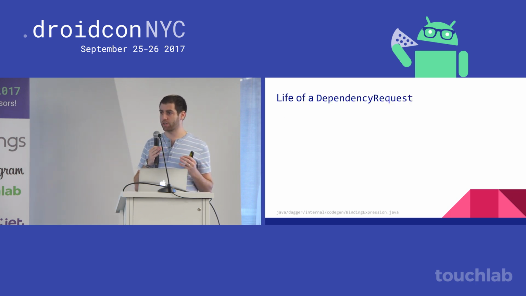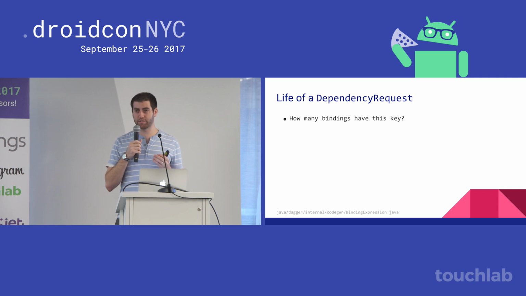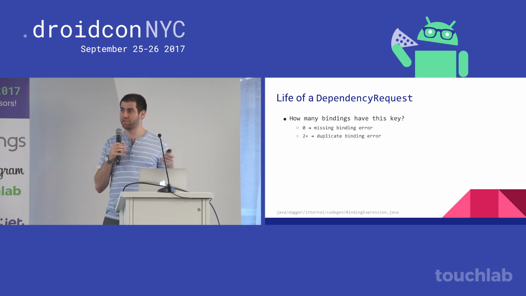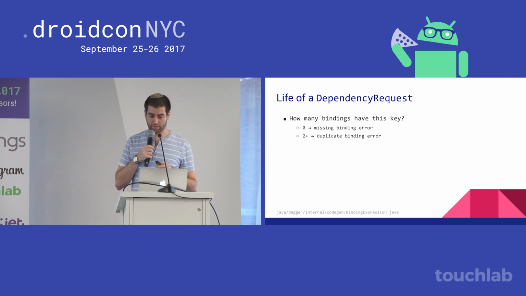Speaking of which, let's walk through the life of a dependency request, to understand how Dagger works when it begins to implement your generated code. So first, obviously, we have to look up how many bindings are in this key. This should be familiar to everyone. If there are 0, you get a missing binding error. If you have 2 or more, you get a duplicate binding error. We know these errors aren't the best, and if you have suggestions, we're always looking for that.